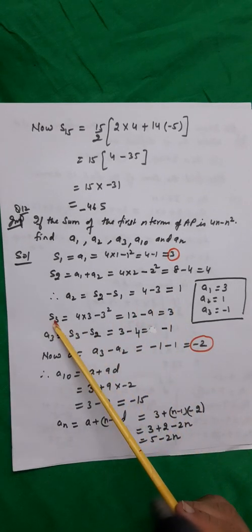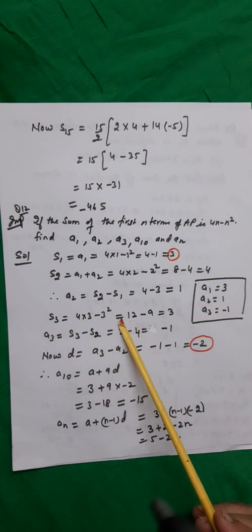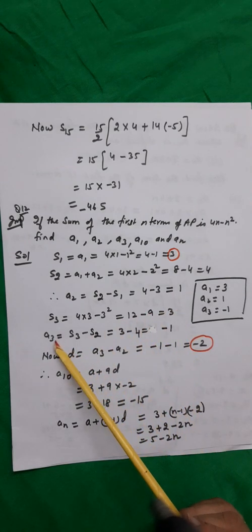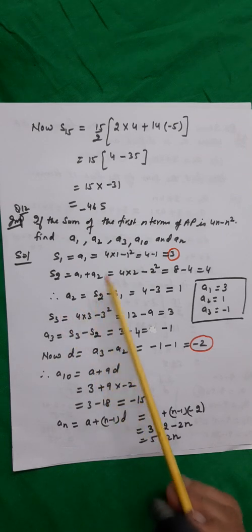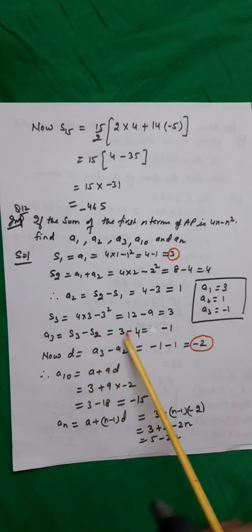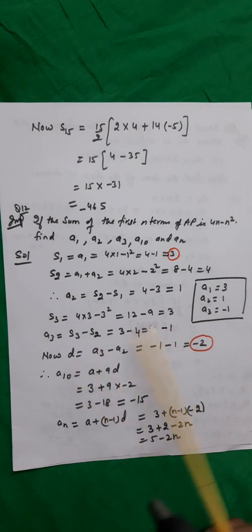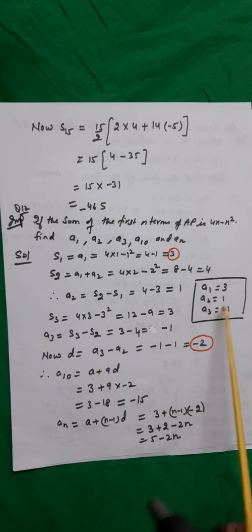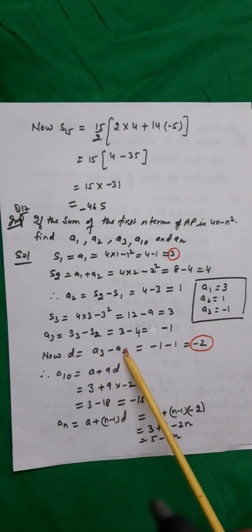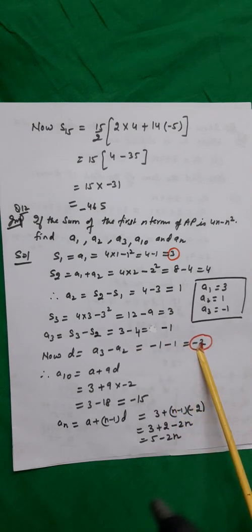Similarly, now we find S3 by putting the value of n. So 4 into 3 − 3², which is equal to 12 − 9, which is equal to 3. Now a3 will be what? The sum of 3 terms minus the sum of 2 terms will give me a3. So S3 − S2 is equal to 3 − 4, which is equal to −1. Now a1 is 3, a2 is 1 and a3 is −1. d will be a3 − a2, which is equal to −1 − 1, which is equal to −2.